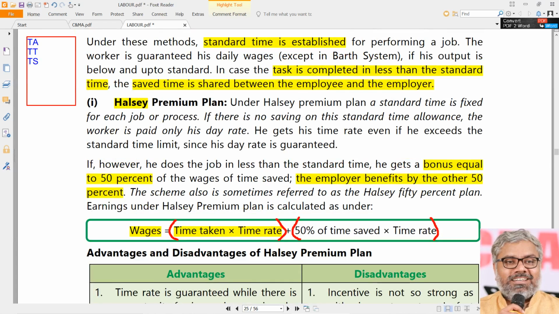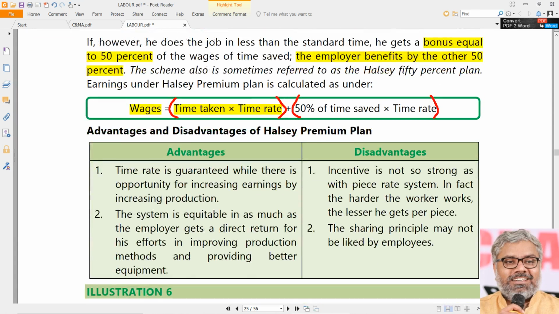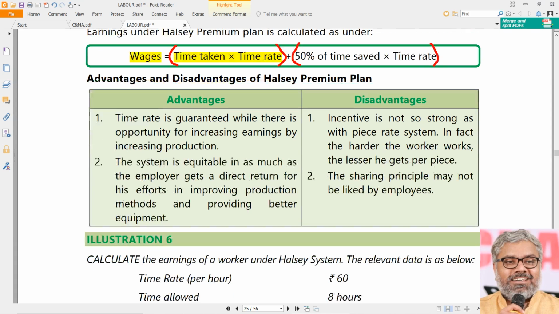Sometimes it can be called as 50% plan, because Halsey is suggesting 50% of the time saved is to be monetized and given to the worker. That is about Halsey plan, and it is a standard percentage. No change from one worker to another worker. Whatever the time saved is there, 50% of that only they will get always. So there is not going to be any confusion. Generally, it is easy to calculate. But workers may not like it.